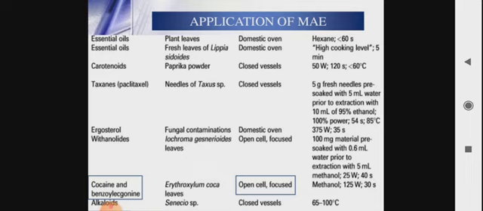Then essential oils from different plant leaves, for example eucalyptus leaves. Then carotenoids from paprika powder. Taxanes have anti-tumor property, obtained in the form of needles of the Taxus plant or species. Ergosterol, withanolides, obtained from the ashwagandha plant. Cocaine, benzoylecgonine, obtained from Erythroxylon coca leaves. So these are the different phytoconstituents obtained from different species of plants using the microwave assisted extraction method or technique.